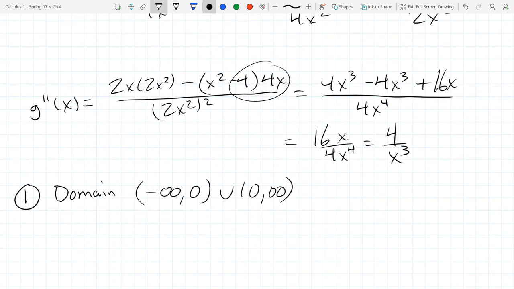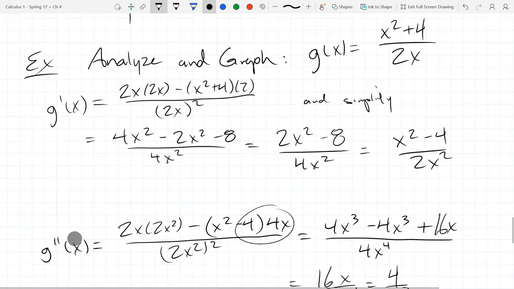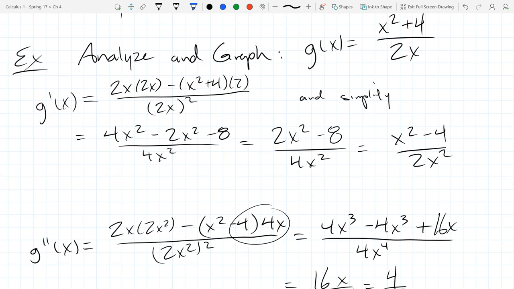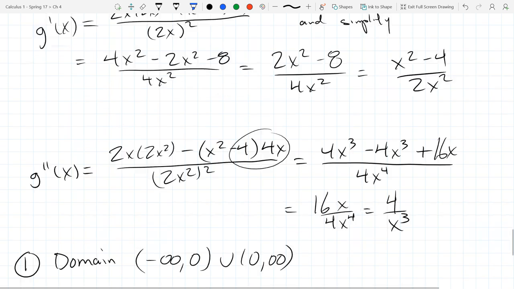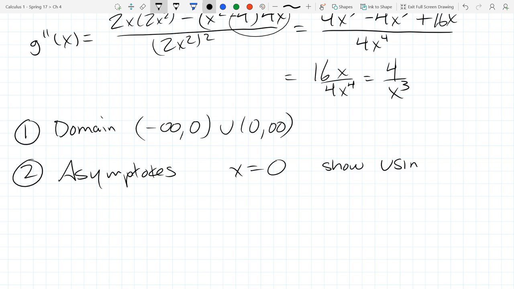And asymptotes. Do we have a vertical asymptote? Yeah, it looks like it, but we need to take a limit as x approaches 0 from one of the two sides, and then show that that's positive or negative infinity. It looks like it should be x equals 0 for a vertical, but I need to show it using a limit.